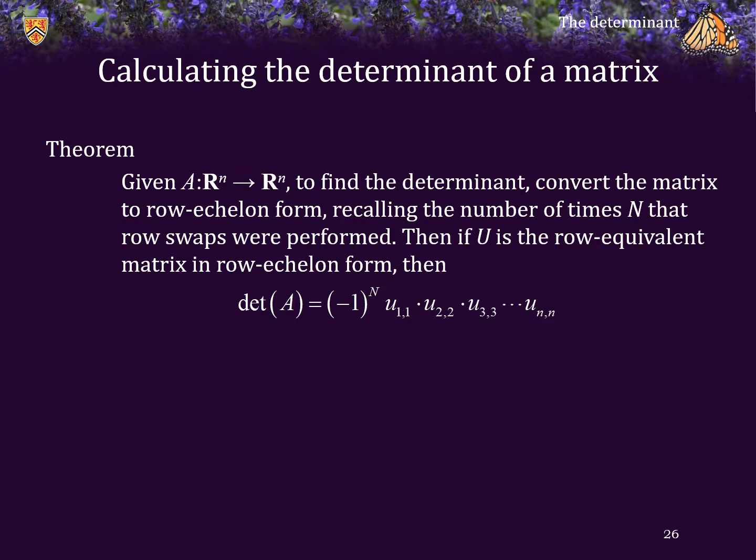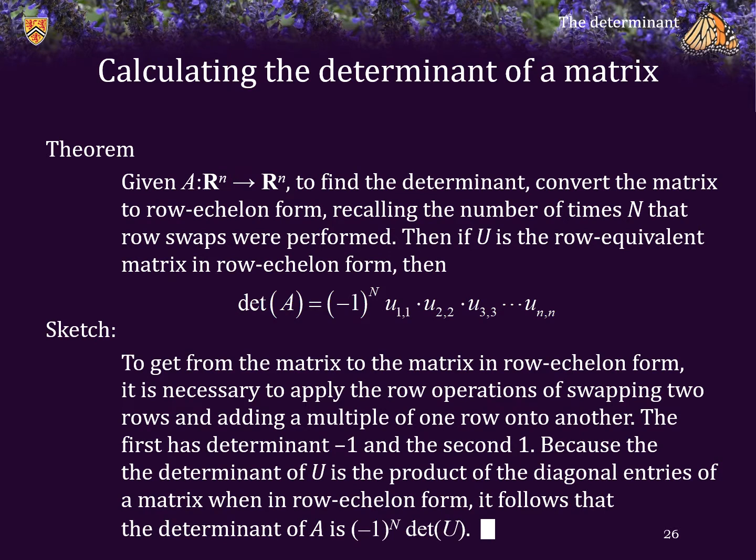Now, given a matrix A mapping R^n to R^n, to find the determinant, simply convert the matrix to row echelon form, and during this process, record the number of times N that row swaps were performed. Then, if U is the row equivalent matrix that is in row echelon form, the determinant of A is equal to (-1)^N times the product of the diagonal entries of the matrix that is in row echelon form.